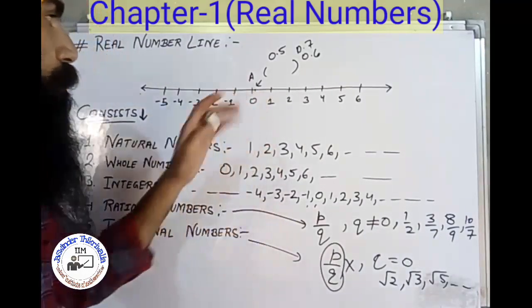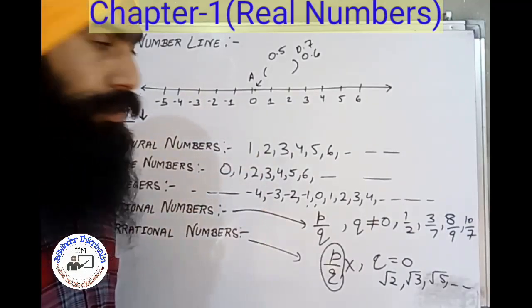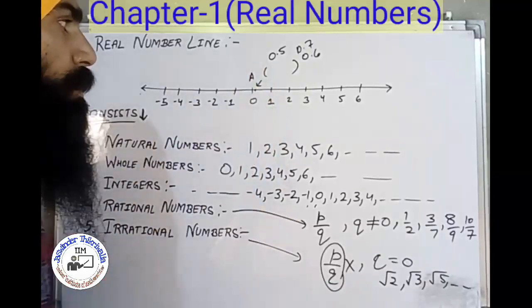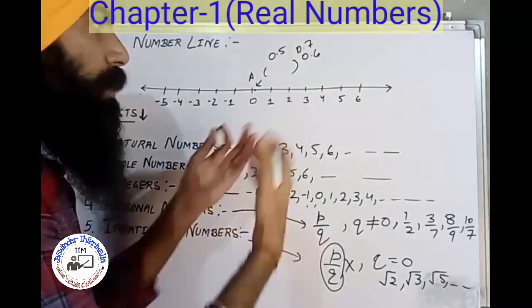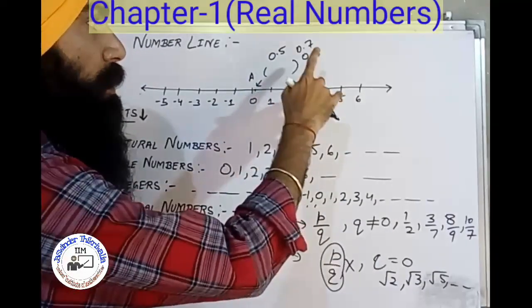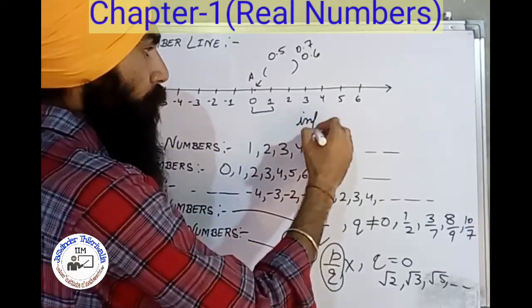Okay, so now it was the introduction of real numbers. And in these two numbers, suppose you are thinking that in between 0 and 1 there are no further numbers. As I explained, 0.5, 0.7, 0.6, there are infinite numbers.